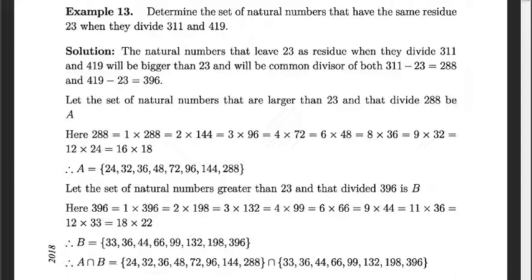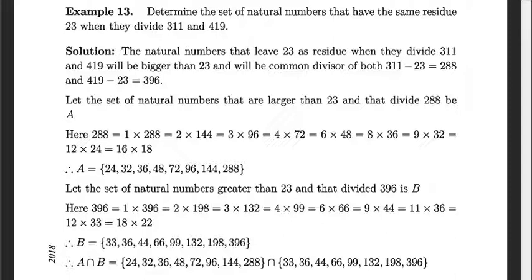396 is B. Same as before: 1 into 396, 2 into 198, 3 into 132, 4 into 99, 6 into 66, 9 into 44, 11 into 36, 12 into 33, and 18 equals 22. Same as B equals 33. The lowest number is 33, which is bigger than 23.